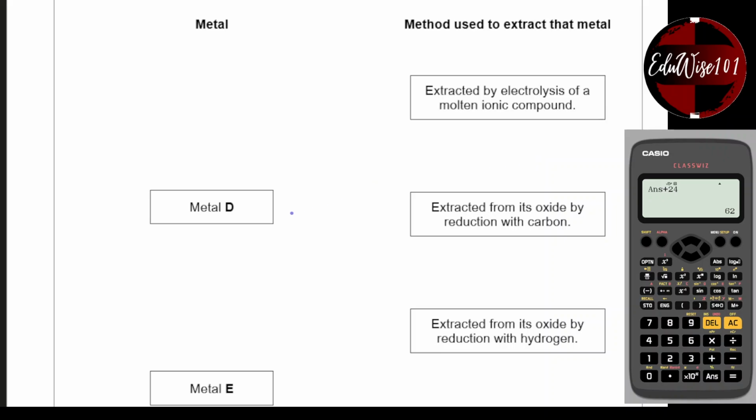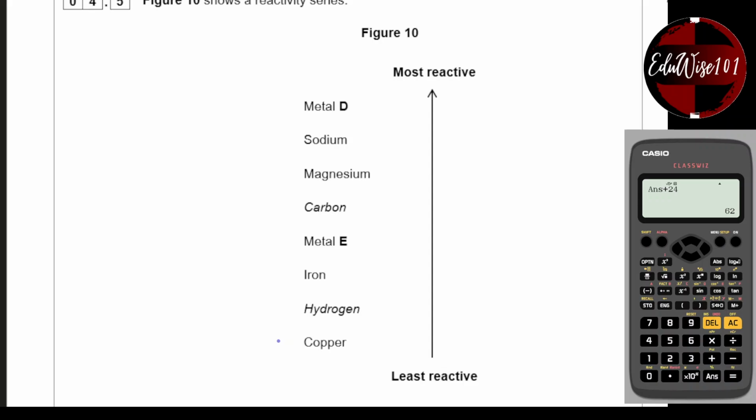Now, how do you extract metal D and E? If you're trying to extract metal D, anything that is reactive needs to be extracted using electrolysis. The least reactive metals are usually extracted by reduction, meaning you burn the ore with carbon, to get rid of the oxygen, and you'll get the metal.